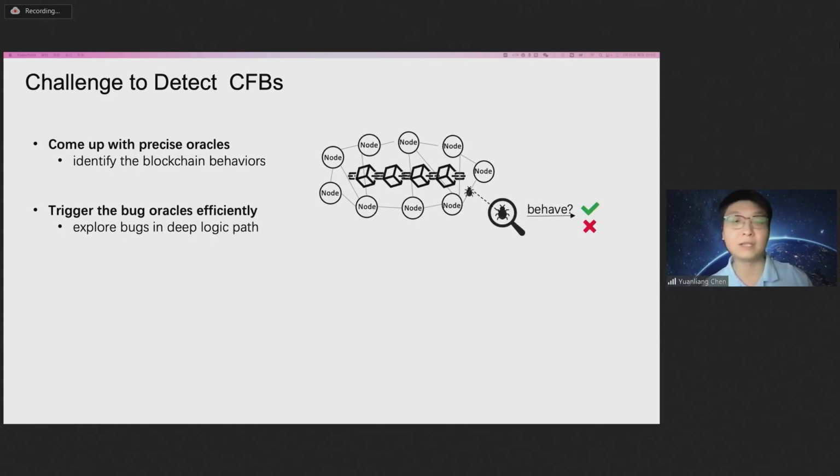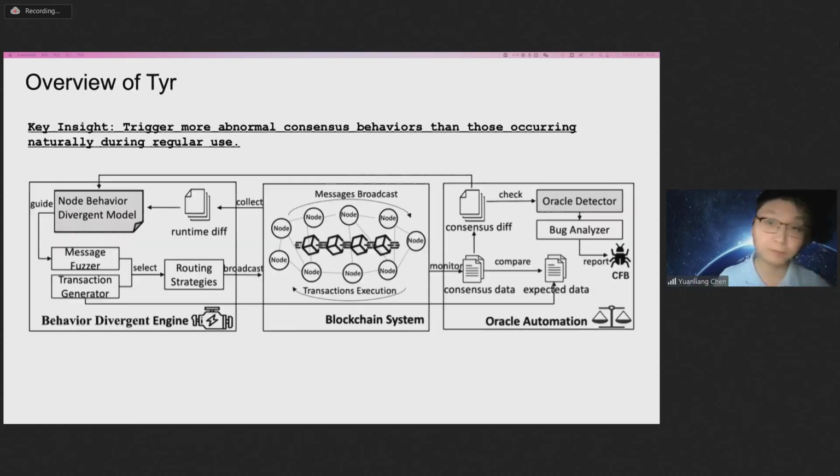The blockchain consensus process usually comes in multiple phases, with many nodes interacting and cooperating in different phases. Multiple nodes are required to execute a series of different behaviors to detect deep path logic vulnerabilities. So we designed TIA. Here is an overview of the design of TIA. The key insight here is that to test a blockchain system's consensus process, more abnormal consensus behaviors than those occurring naturally during regular use need to be triggered.